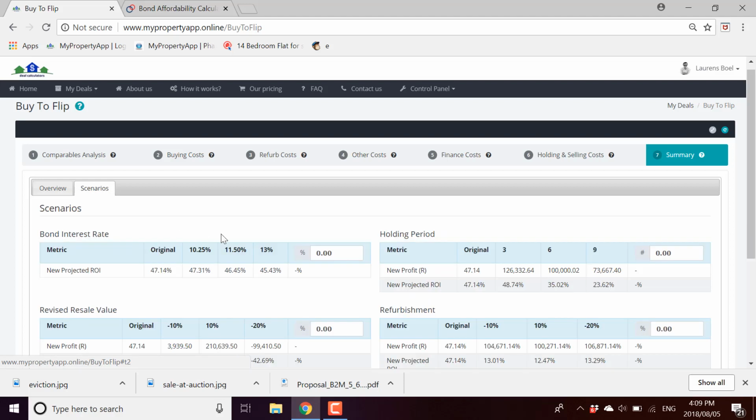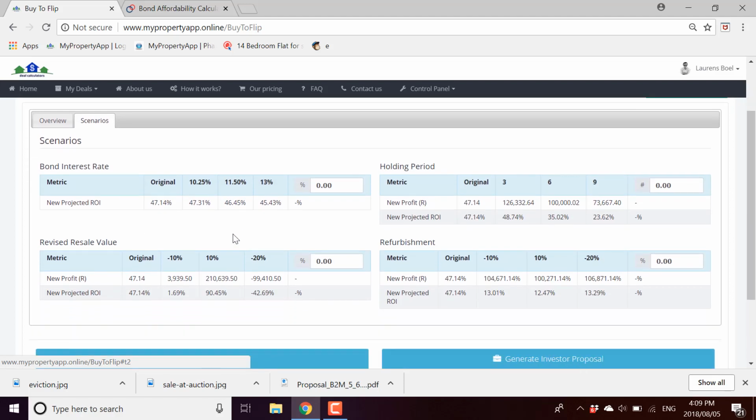Also, if you go to the scenarios tab, you'll see the different scenarios. So if the bond interest rate had to go up or down, the holding period up or down, the resale value, or the refurbishments, how that would affect your deal. So for example, if your bond interest rate had to go slightly down, then your return on investment would go obviously higher. Holding period, if your holding period was 3 months, your new profit would be 126,000, or if it went to 9 months, it would only be 74,000.